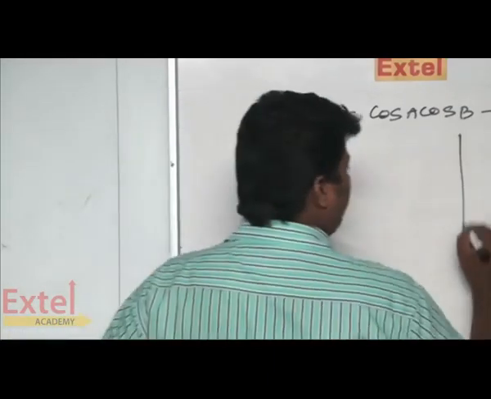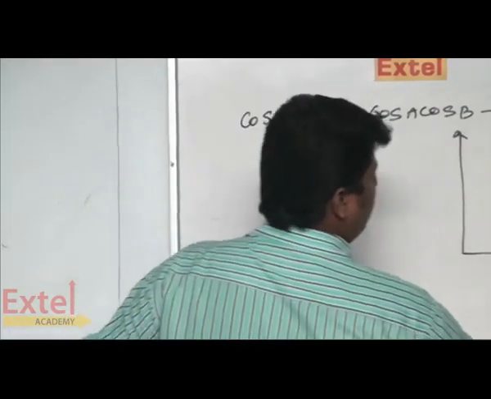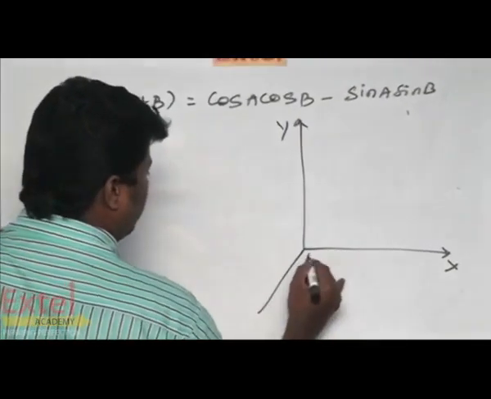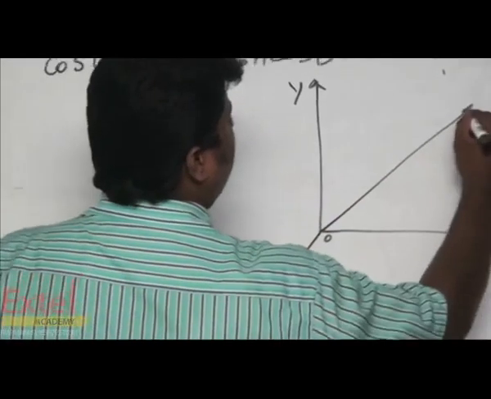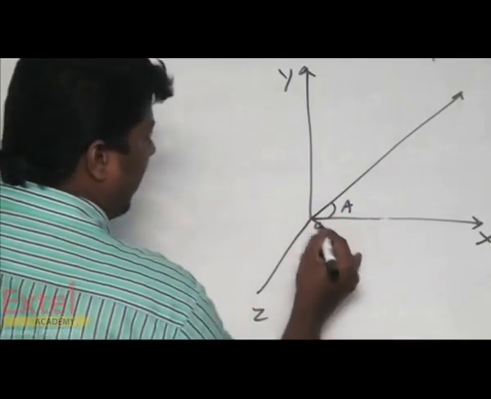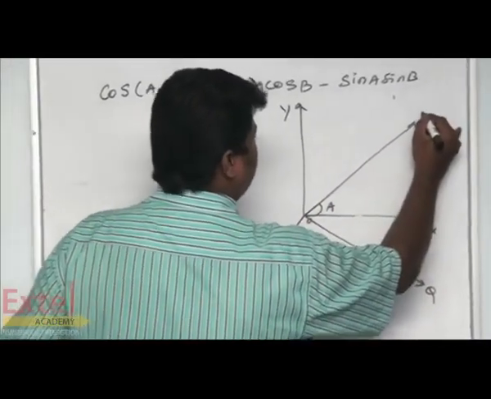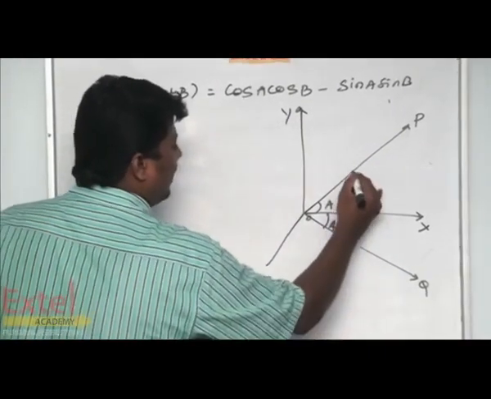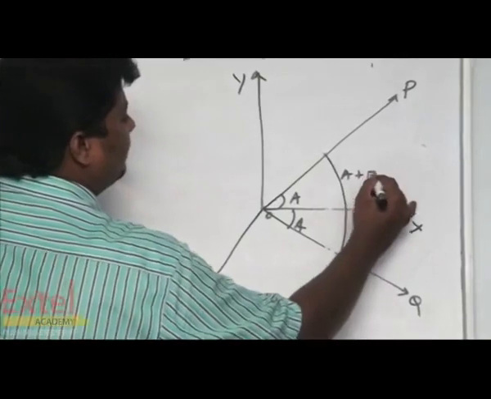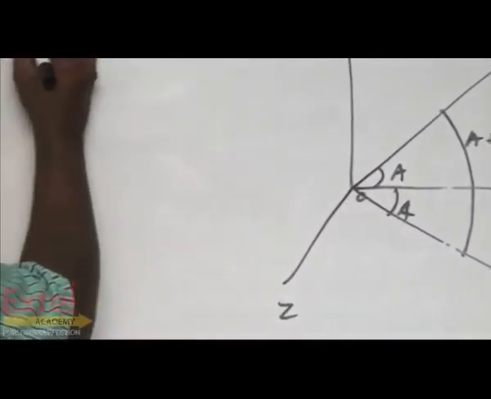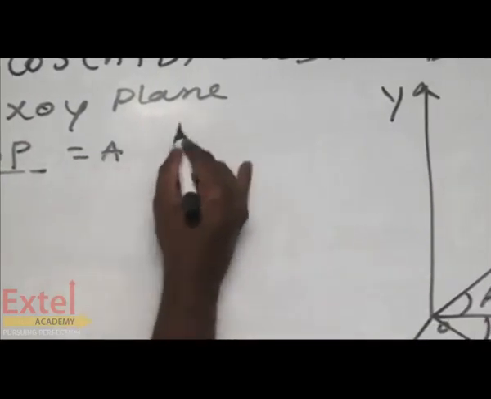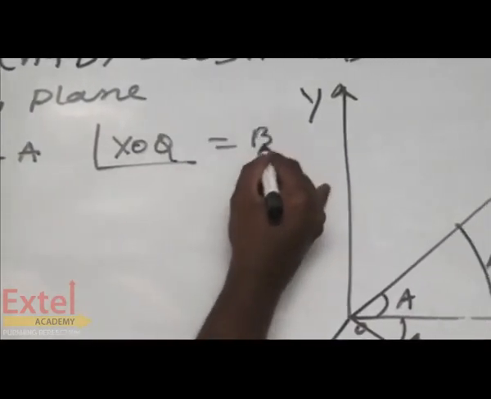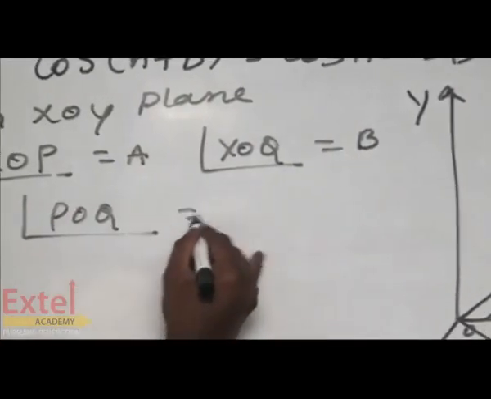Let us draw a diagram, x axis and y axis. So this is x and this is y, and this is the z axis. From this we are taking two angles. One is angle XOP, consider this as A. And angle XOQ, let us consider this as B. Therefore, the angle POQ is A plus B. Now, in the XOY plane, we are taking that. The constructions are very important. Therefore, we can say the angle XOP is equal to A, angle XOQ is equal to B, and angle POQ is equal to A plus B.